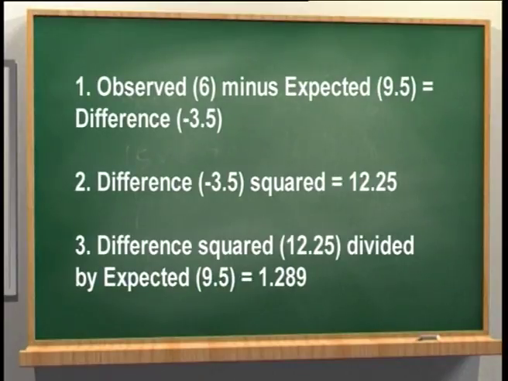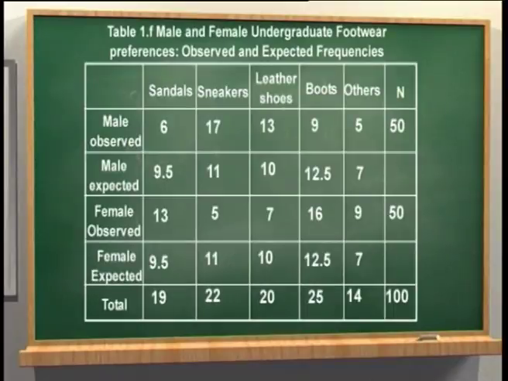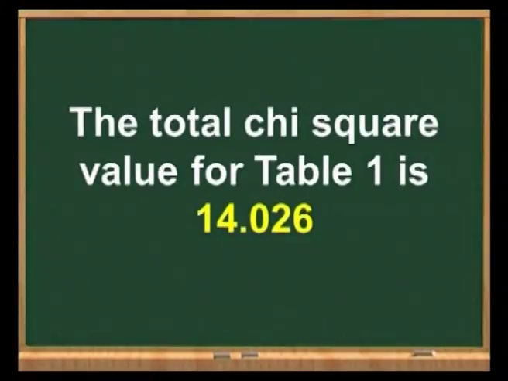For example, the difference between observed and expected frequencies for the male sandals preference is calculated as follows. Observed minus expected is the difference. The sum of all products of this calculation on each cell is the total chi-square value for the table. The computation of chi-square for each cell is listed below in table 1F. The total chi-square value for table 1 is 14.026.